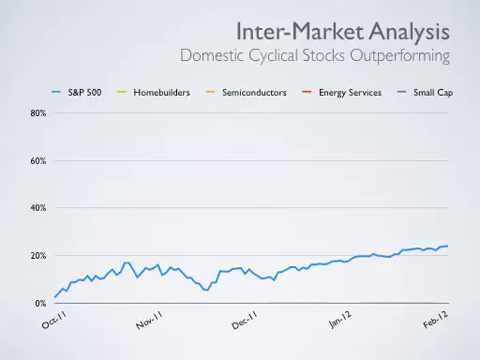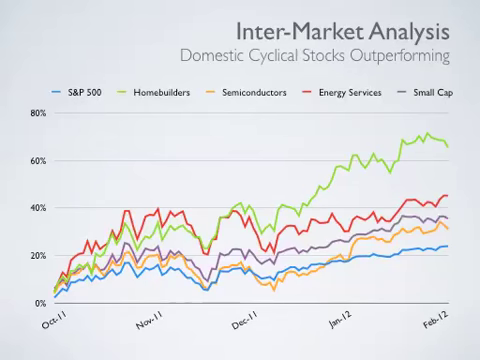The S&P 500 is the blue line. It had an amazing run, even though it doesn't look that impressive on this chart. 25% or so in just a few months, an annualized 60% return, just a fantastic return. However, those domestic cyclical stocks that I was talking about, such as home builders, semiconductors, energy services, and small caps, have all outperformed. And not only outperformed, but some of these have doubled and tripled the S&P 500 return, which is very good to see.